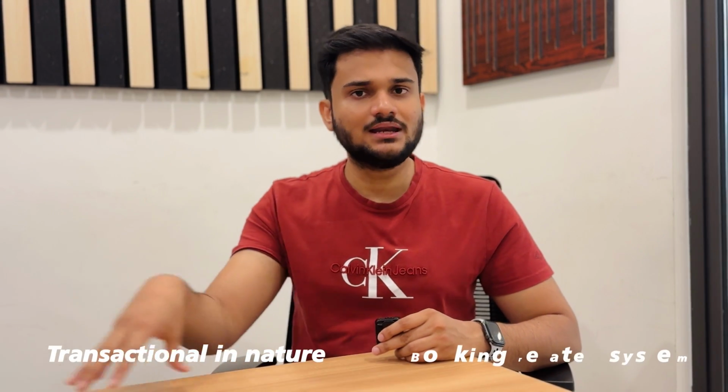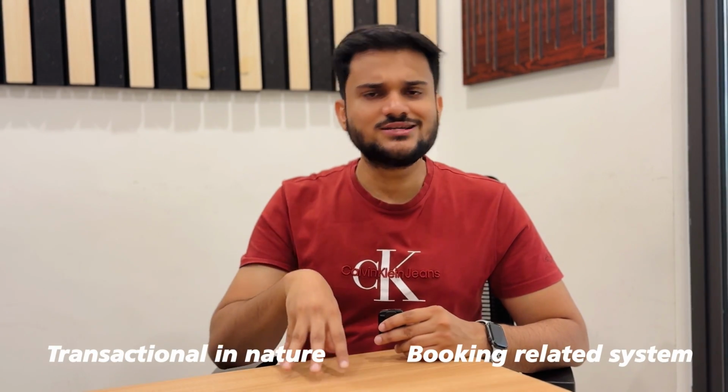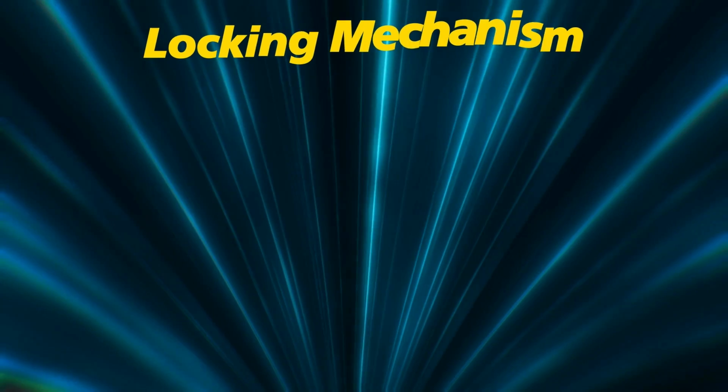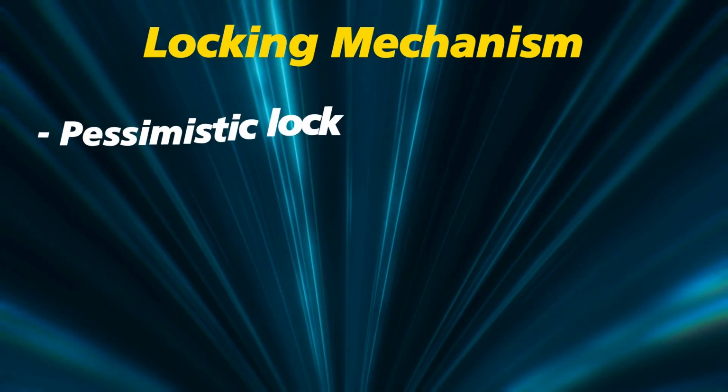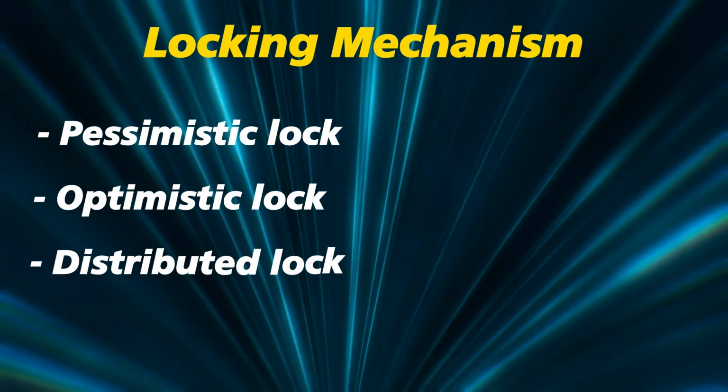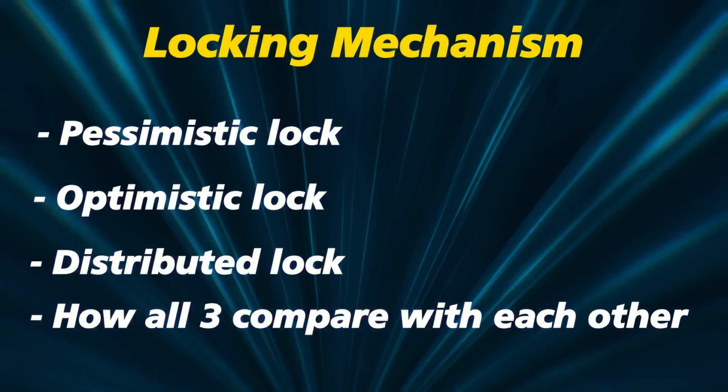For example, there are a lot of systems which are transactional in nature, or let's say if you have a lot of booking related systems, what are different challenges that can come in a booking system? How can you solve it? Challenges around concurrency, challenges around idempotency, how you will actually implement the code to solve all of these things, right? For example, we are going to talk about different locking mechanisms: what is pessimistic lock, what is optimistic lock, what is distributed locking, how all three compare with each other, and so much more.